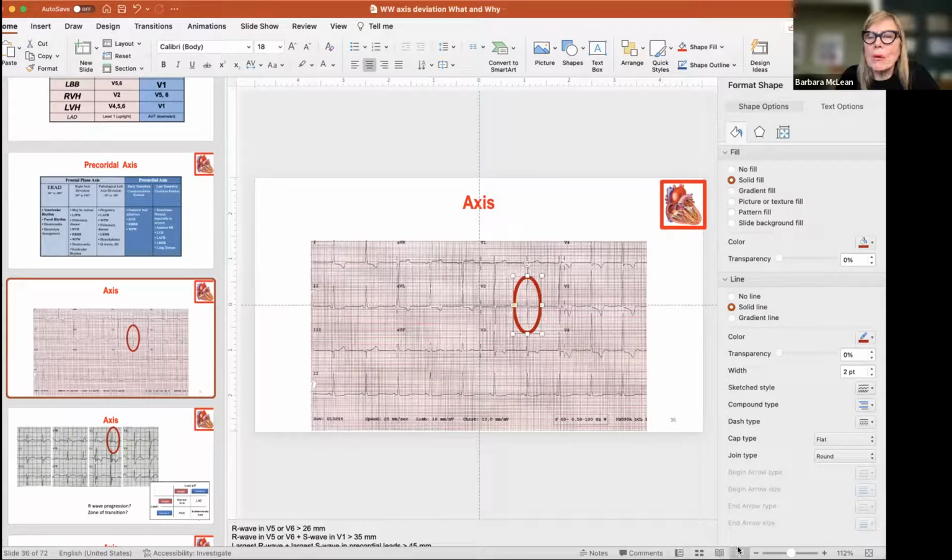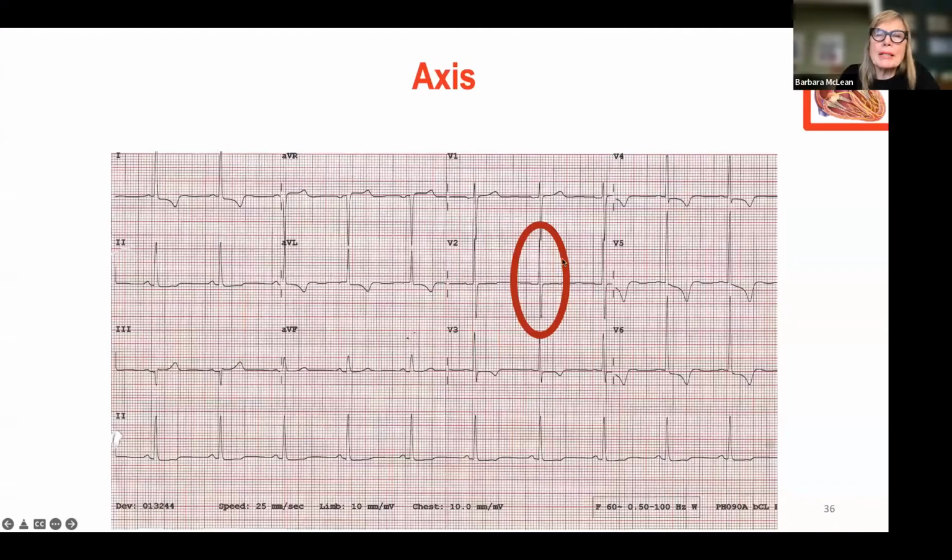There we go. Okay. So I transition at V2, which is early. And because my R wave is so big here, I'm going to call this right ventricular hypertrophy. Now I've got some other things going on as well, but our concern right now is R wave progression. So a little R here, a great big R there, and then the R's get a little bit smaller, and zone of transition was V2.